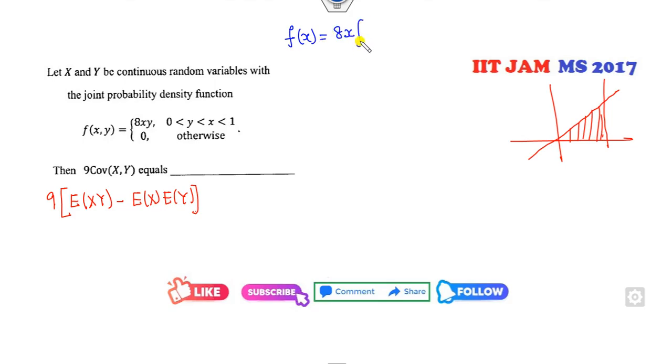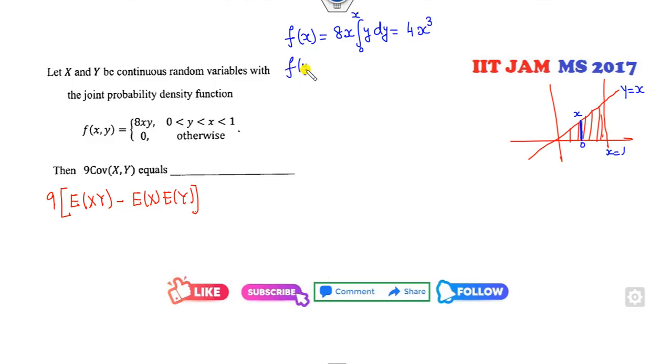Collection of all those over the y. So I can take the limit of this. This is y equal to x. This is x equal to 1. So 0 to x. So what is that? It's y square, which is 4x cube.